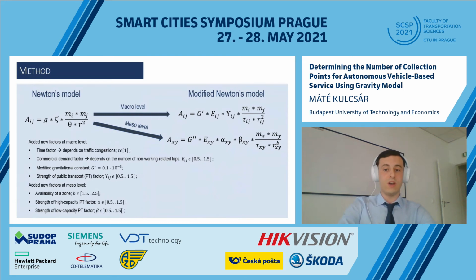At the meso level, we analyze the accessibility between zones and the pressures of the high and low capacity public transport in the city. It is necessary to examine the pressures of the public transport because the mobility service is not intended to distract passengers from the public transport. With gravity models, our goal is to explore the future needs for the mobility service.